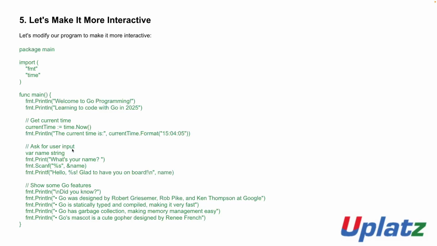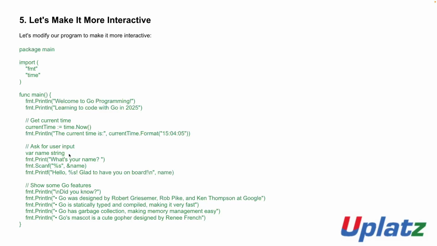Ask for user input: var name string, fmt.Print within brackets, "What's your name?" It keeps the cursor on the same line with the print command. This is the difference between Println and Print. Print stays on the same line, whereas Println goes to the next line. Then Scan means it scans user input and stores it in the name variable.